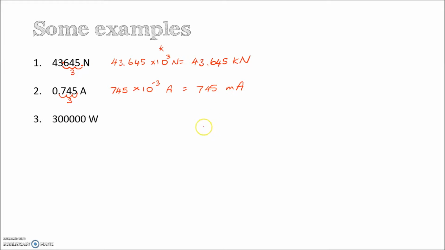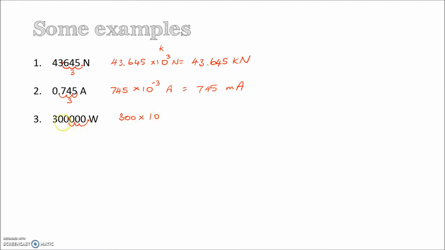Example number 3, 300,000 watts. So the decimal point's here. So we're going to make this smaller. Reduce some of the zeros. So move it 1, 2, 3 to the left. We get 300 times 10 to the something.